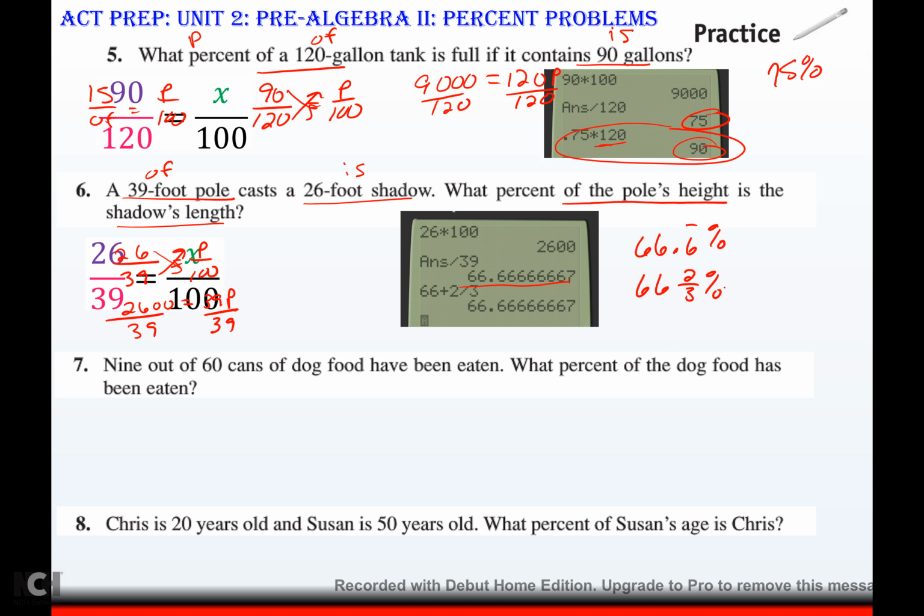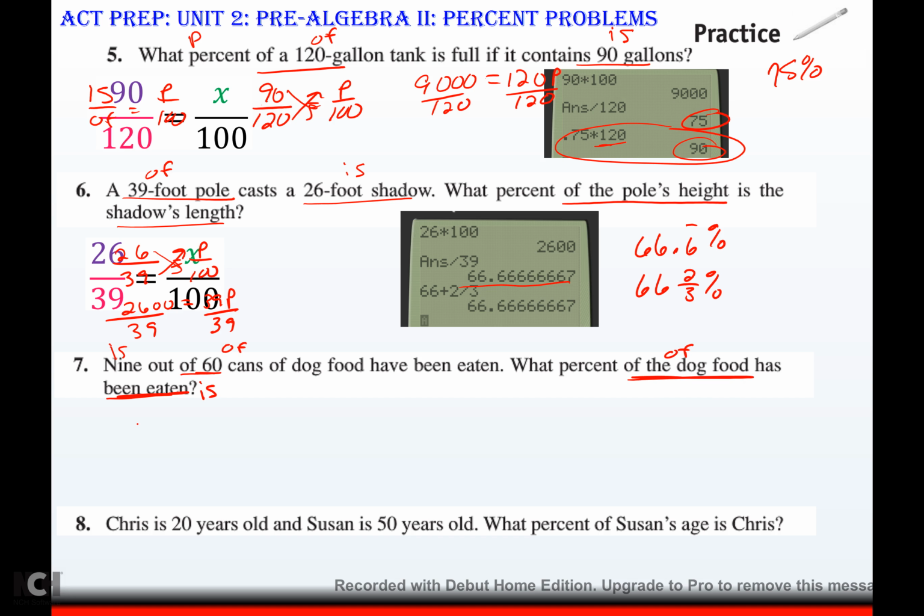7. 9 out of 60 cans of dog food have been eaten. What percent of the dog food has been eaten? So the dog food is your of. The stuff that's been eaten is your is. So of is your 60 and is your 9.